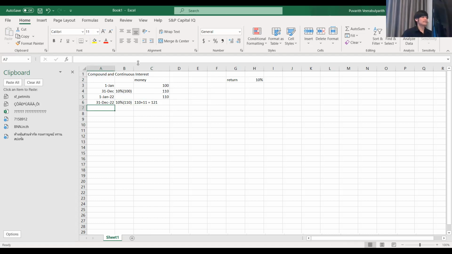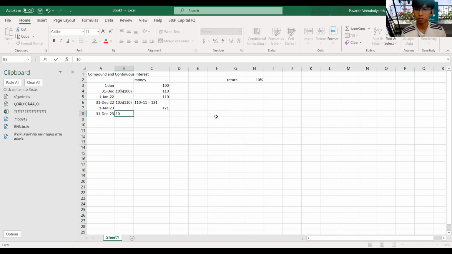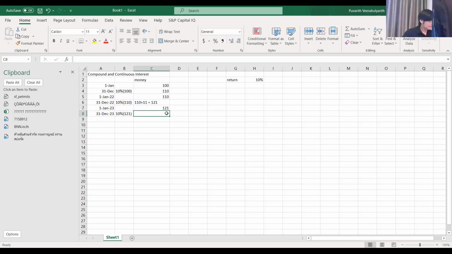Let's see one more year, okay? On the 1st of January in 2023, at the beginning, we will have 121 baht, right? And at the end of the year, we will get 10% return of 121. So we will have around 133 baht.